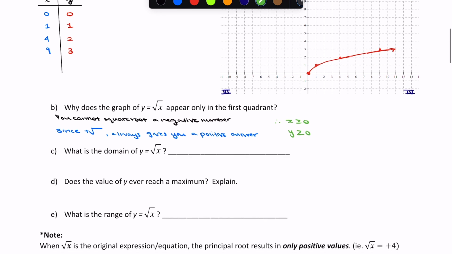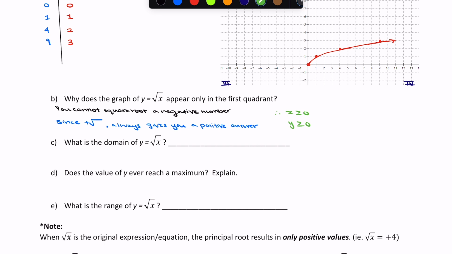And so the domain for y is equal to square root x is x is greater than or equal to 0, and x is an element of real numbers. If we want to look at it in terms of interval notation, it'll be from 0 to positive infinity.